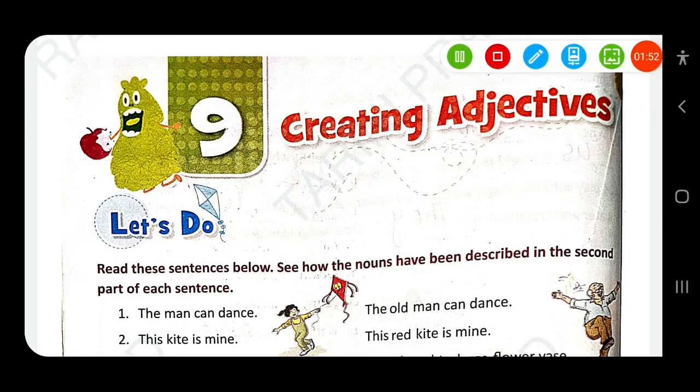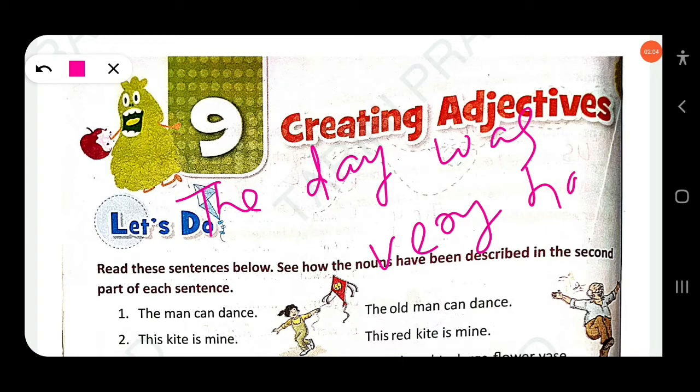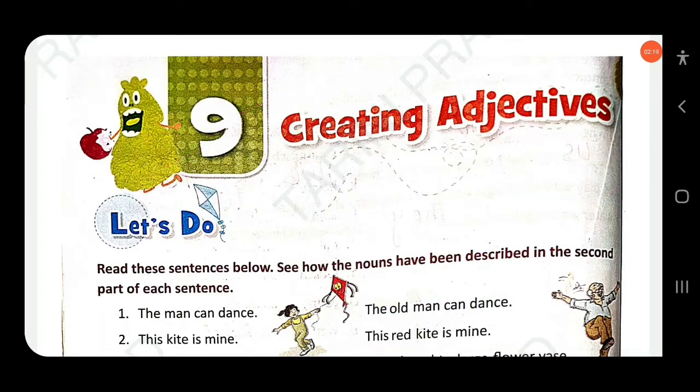Here, take an example. The day was very hot. Here, hot is an adjective. It tells more about the noun, the day. So hot is known as a describing word, or it is called an adjective. More than one adjective can be used in a sentence.